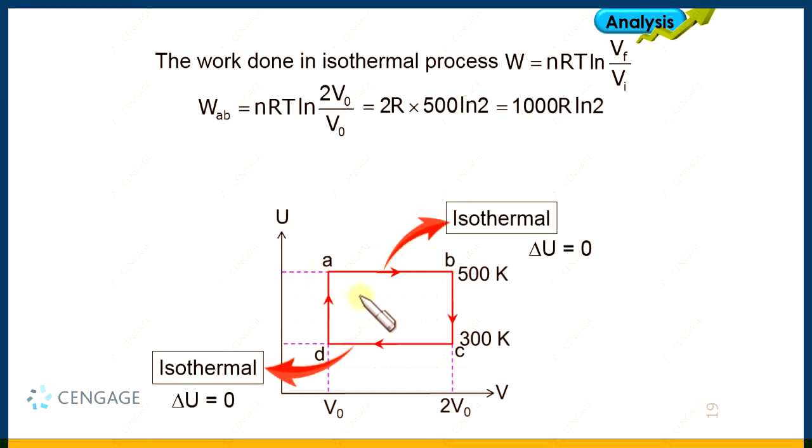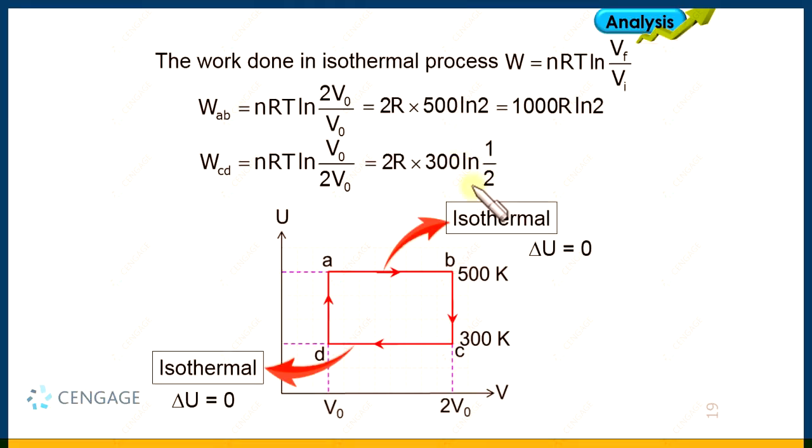Now, let us move to process CD, and from C to D volume is decreasing. If volume is decreasing, work done should be negative. Here we can write the work done equal to nRT natural log V divided by 2 V naught. And here the temperature equal to 300 Kelvin. So, this is equal to 2 R 300 multiplied by natural log 1 by 2, and this natural log 1 by 2 can be written as minus natural log 2. So, after calculation it will become minus 600 R natural log 2.